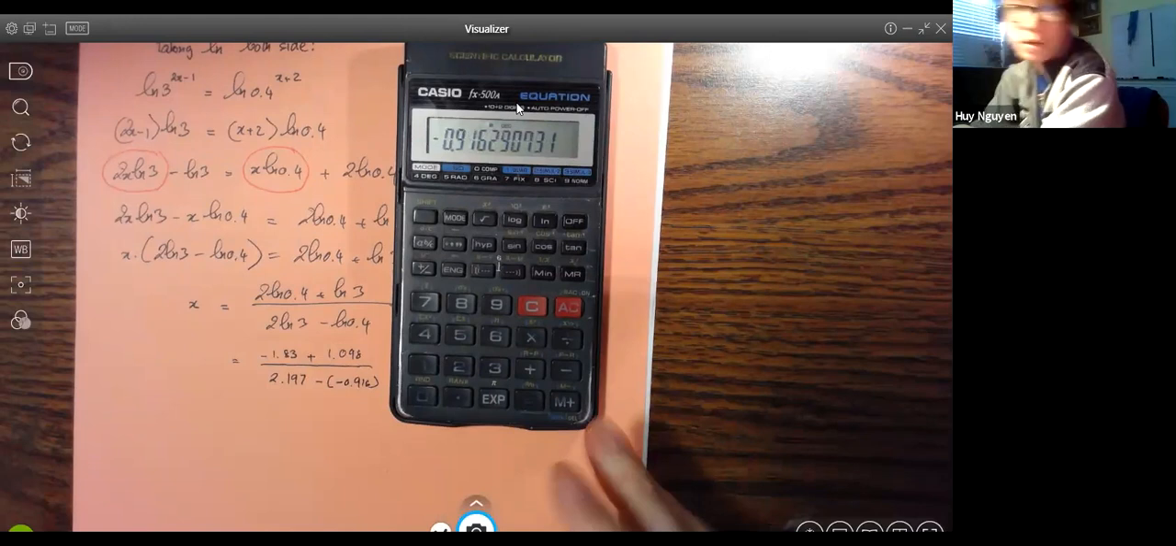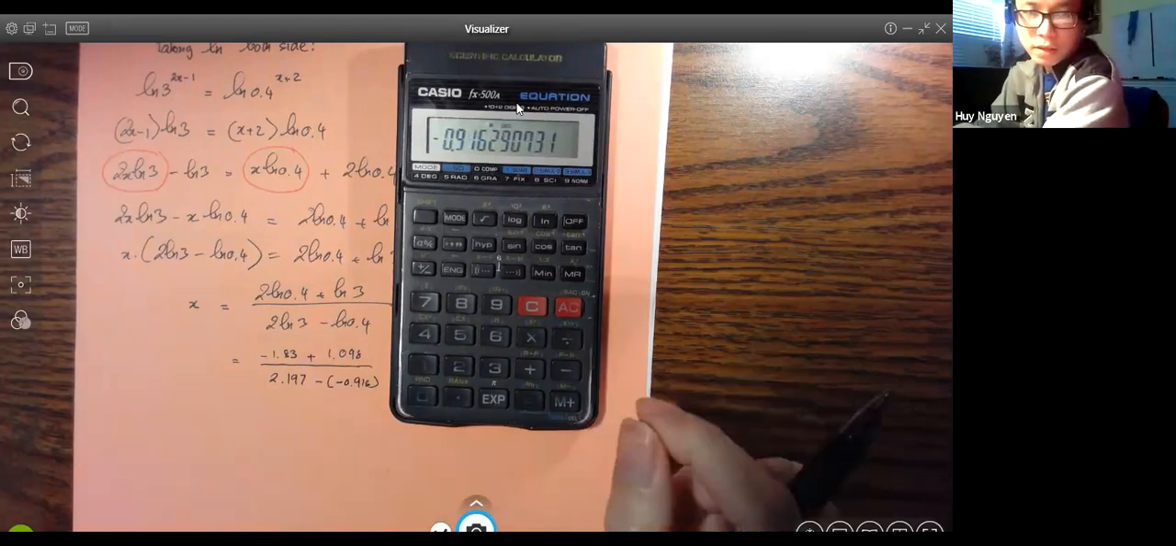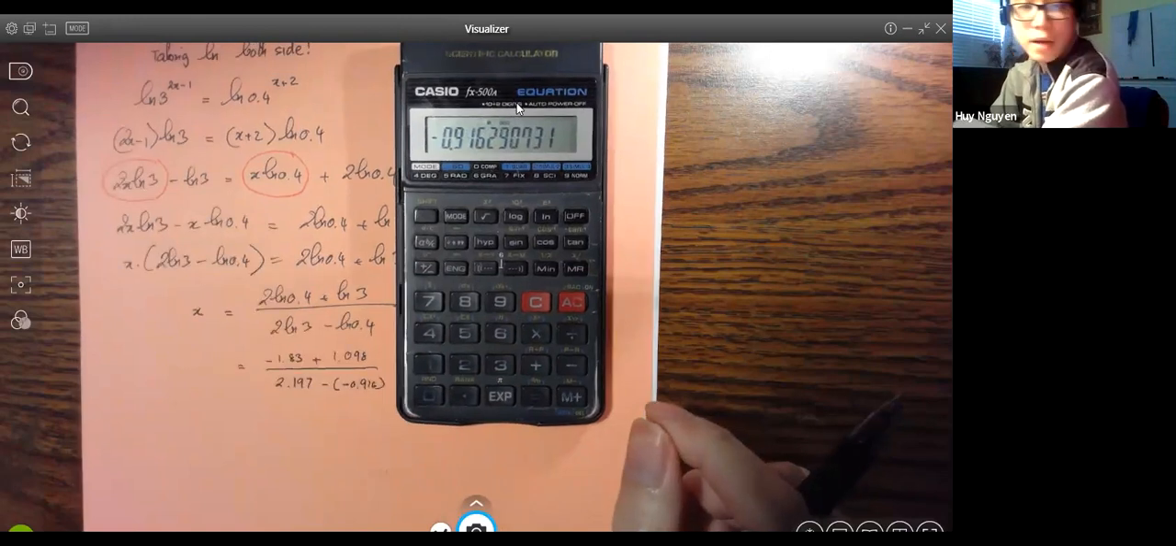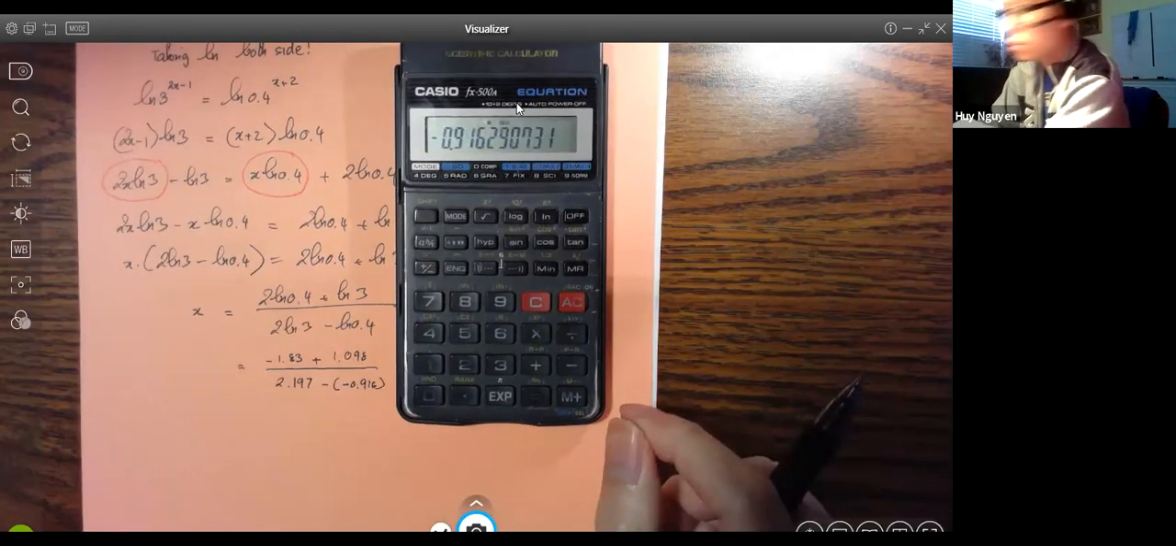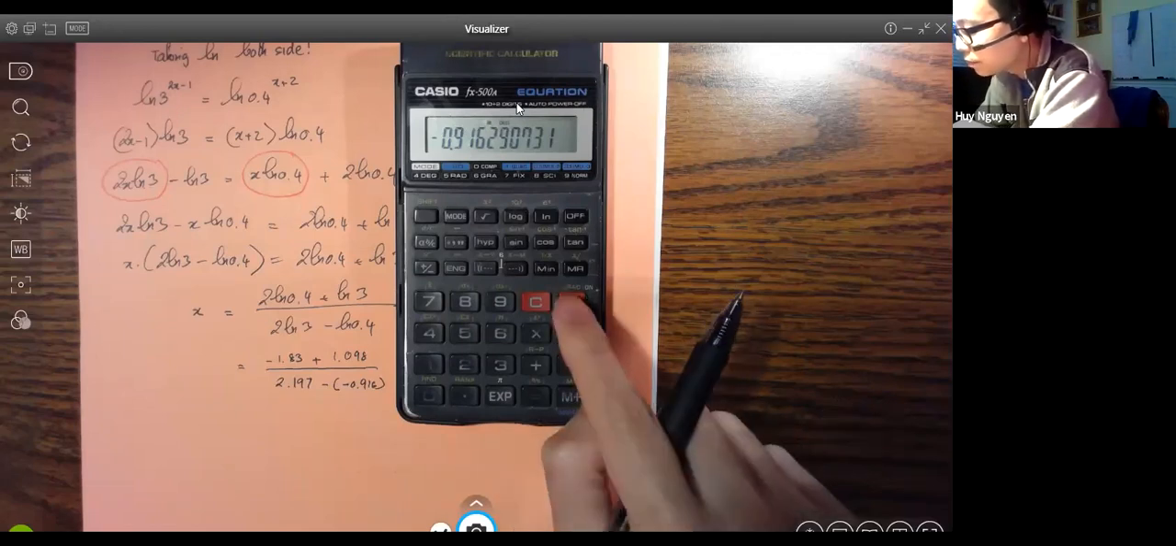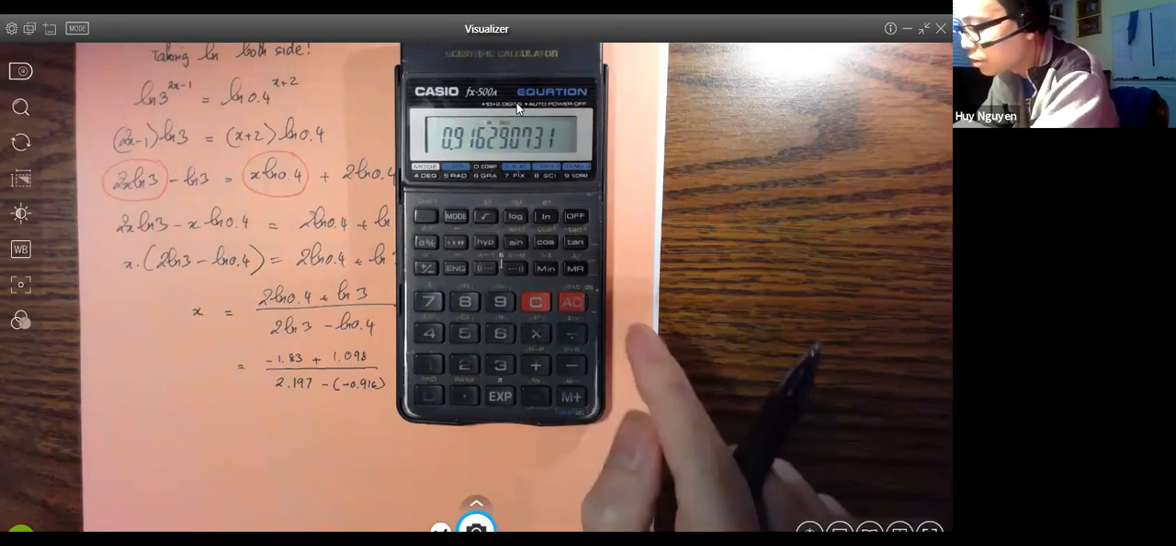I know it depends on what scientific calculator you have. You can put everything in at once, but I recommend not. So I just do one by one. I'm going to add the top to the bottom. So let's do the bottom first.